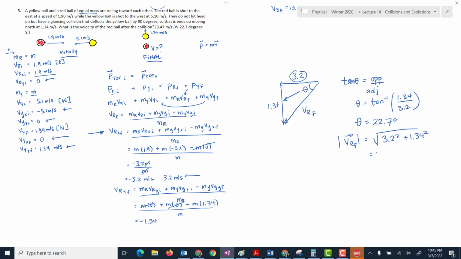3.2 squared plus 1.34 squared, all in a square root sign. And I get 3.47 meters per second. So that means that the velocity of the red ball final after the collision is 3.47 meters per second at an angle of this direction. So the direction is west, and from west we're going 22.7 degrees towards south.